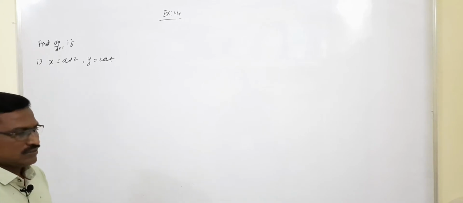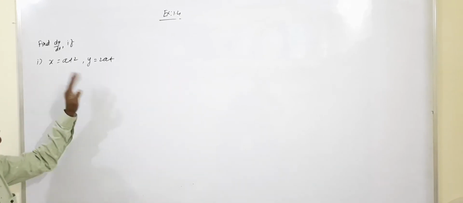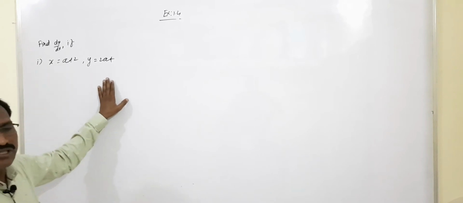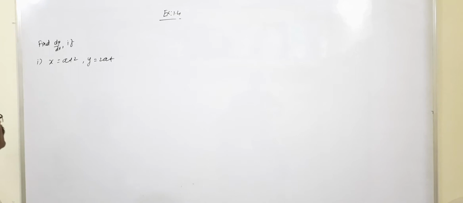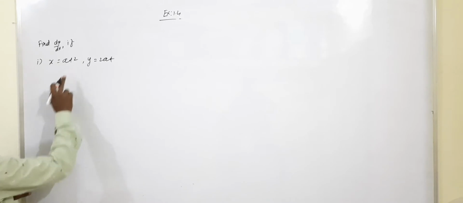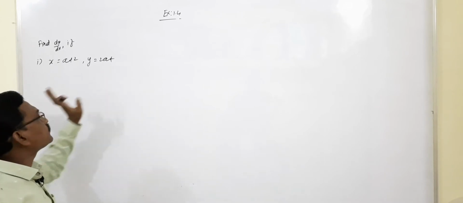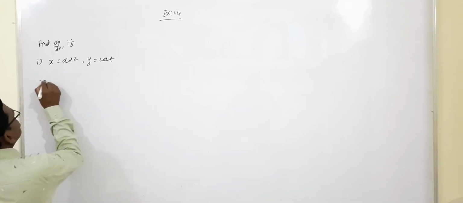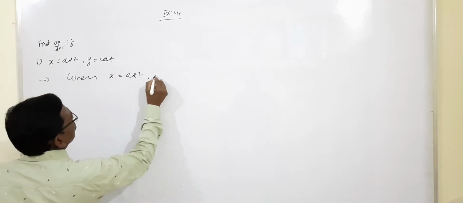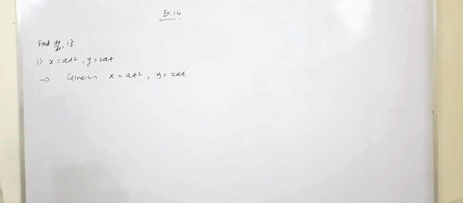Now we take examples in exercise 1.4, which depend on the derivative of parametric functions. Find dy by dx if, first example, x equal to at square and y equal to 2at. Here t is a parameter. So given x equal to at square and y equal to 2at. This is the first example.